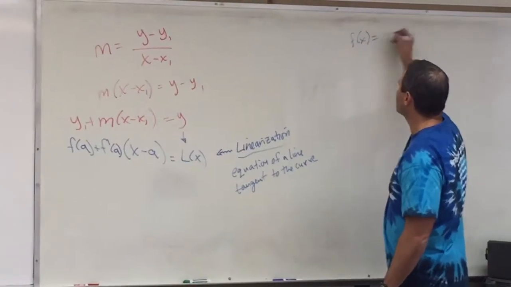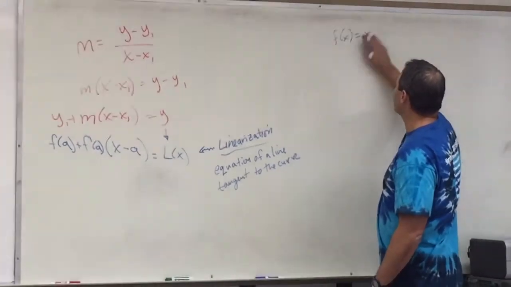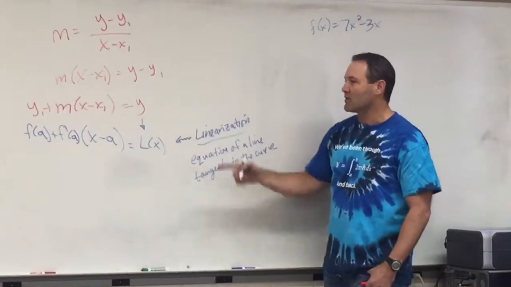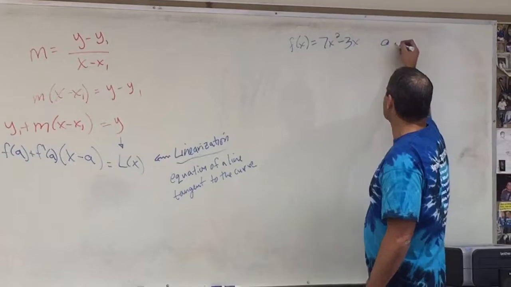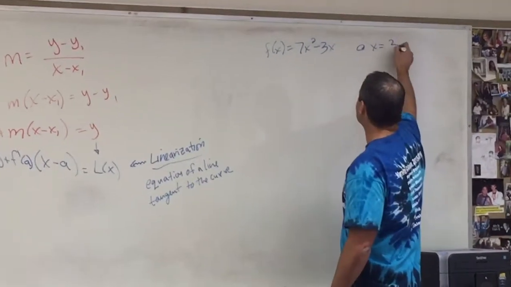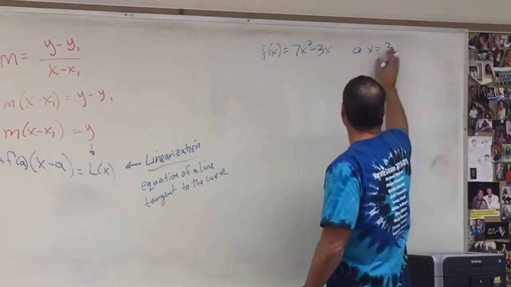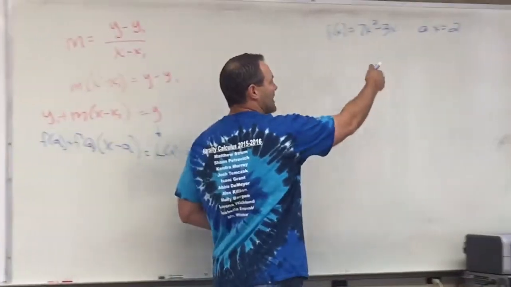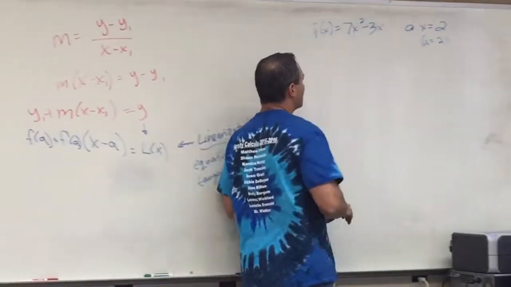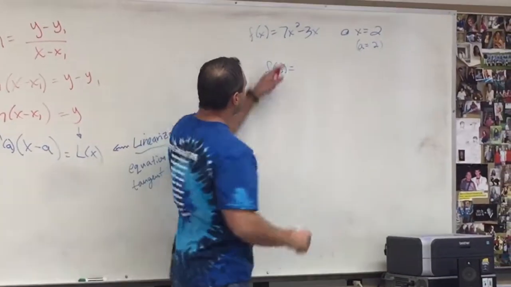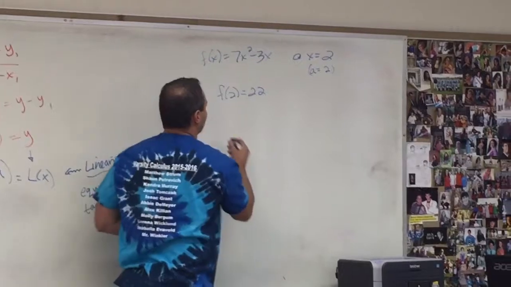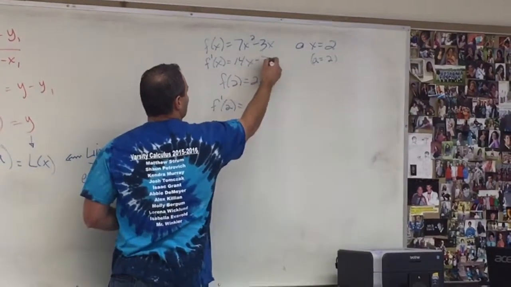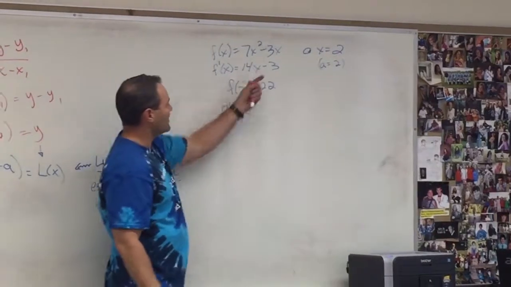We'll say f of x is 7x squared minus 3x. If we want to use our linearization, we're at x equal to 2. We need to find f of 2. When it says x equals 2, think of it as a equal to 2. So f of 2 is 28 minus 6, which is 22. I need to find f prime of 2, so we need f prime of x. f prime of x is 14x minus 3. So f prime of 2 is 28 minus 3, which is 25.